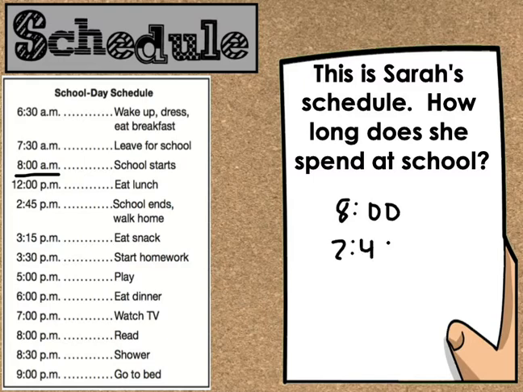So we need to use our counting with time in order to find out how long Sarah was at school. So 8 to 9 is 1 hour, 9 to 10 is another hour, 10 to 11 is a third hour, 11 to 12 is a fourth hour, 12 to 1 is a fifth hour, 1 to 2 is a sixth hour, and now we're at 2 p.m., so we have 6 hours, and we need to go 45 minutes, so we have 6 hours and 45 minutes is how long Sarah spent at school.